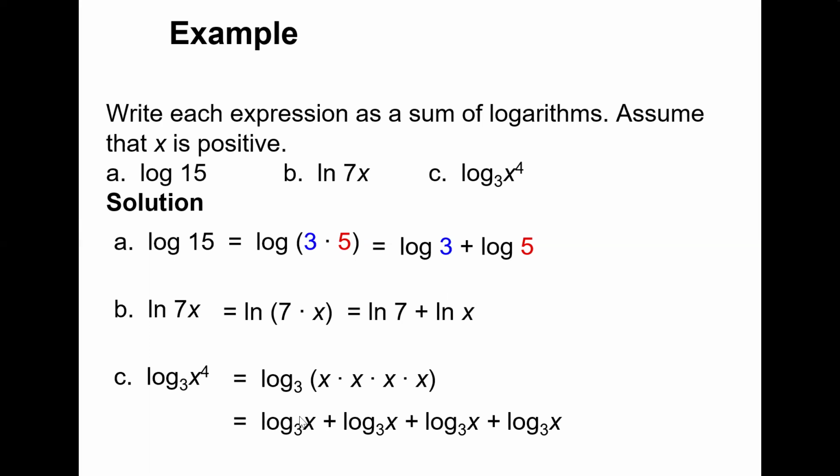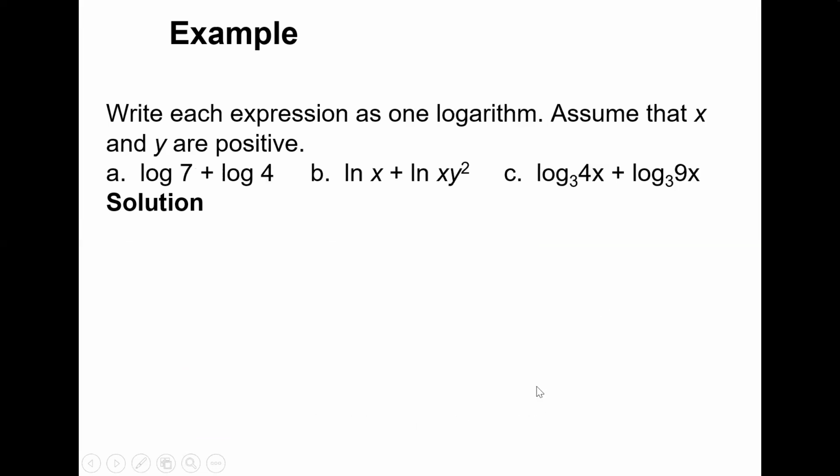Okay. Now, another way, if we didn't want this just to be a sum, we could have a product here. We could bring that 4 down, and we could have 4 times log base 3 of x, because this is really just 4 of these, and so that's how that would work. But they want it as a sum, so we're going to do it this way.